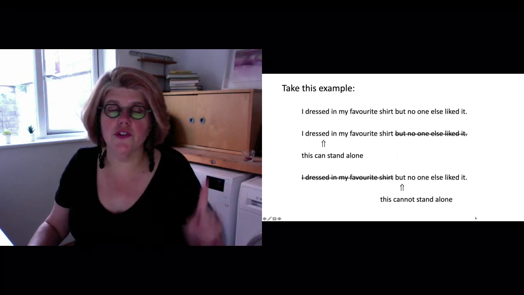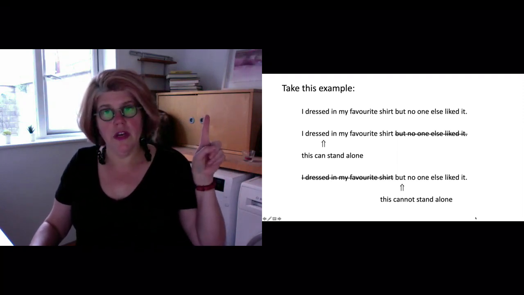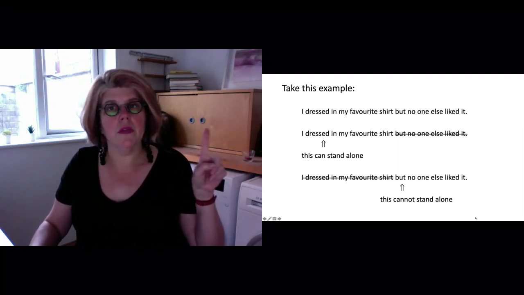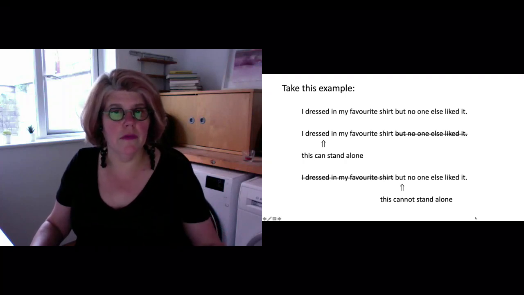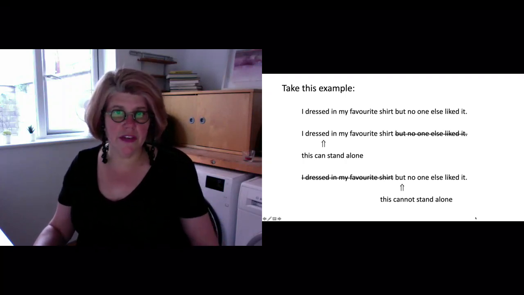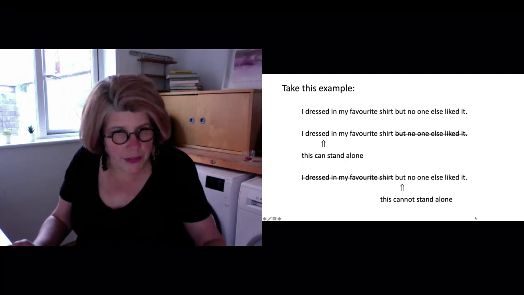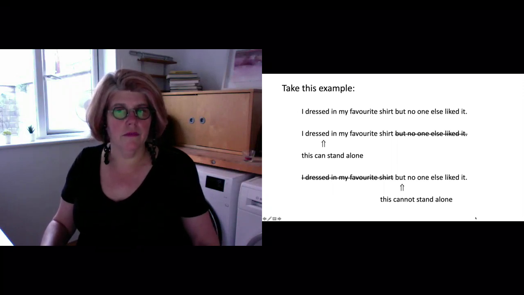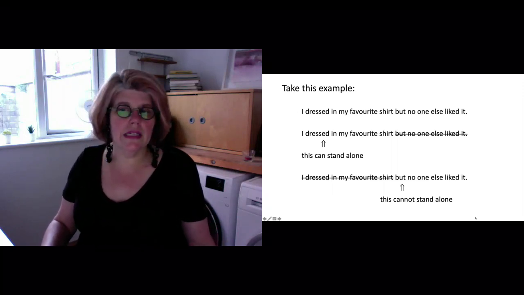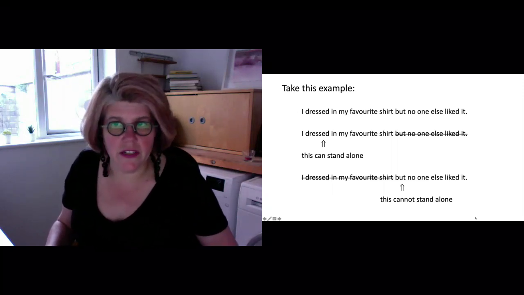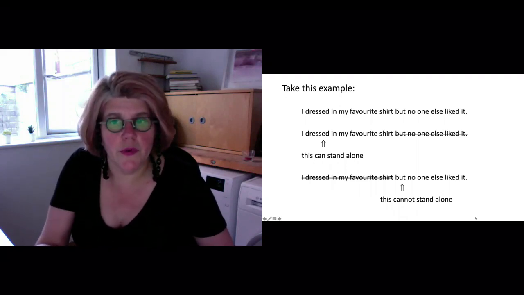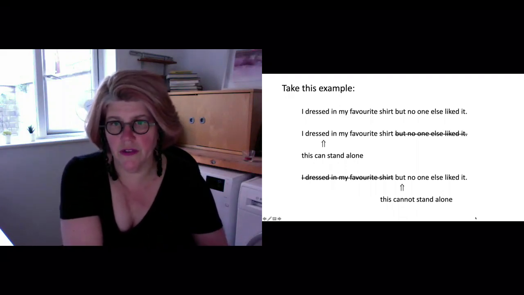You can tell that this is two clauses because there's a little pause between "shirt" and "but." Simply divide it up. I dressed in my favorite shirt. This can stand alone. But no one else liked it. This cannot stand alone. It doesn't make sense without the first part of the sentence.